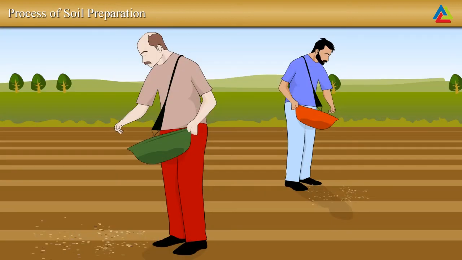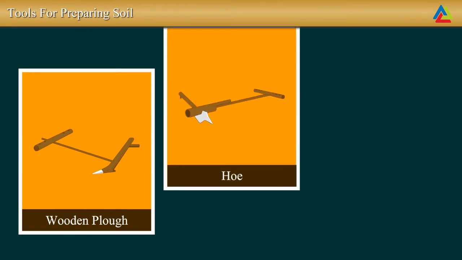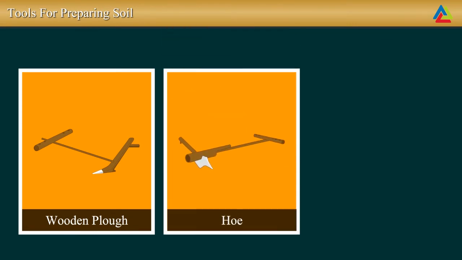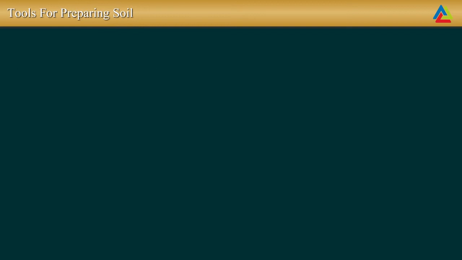Sometimes manure is spread before tilling or ploughing. When the manure is spread before tilling, the manure mixes with the soil and thus nourishes the soil. What are the tools we require for preparing soil? In modern days, cultivator is used for preparing the soil. But older tools like plough and hoe are also used for preparing soil sometimes.